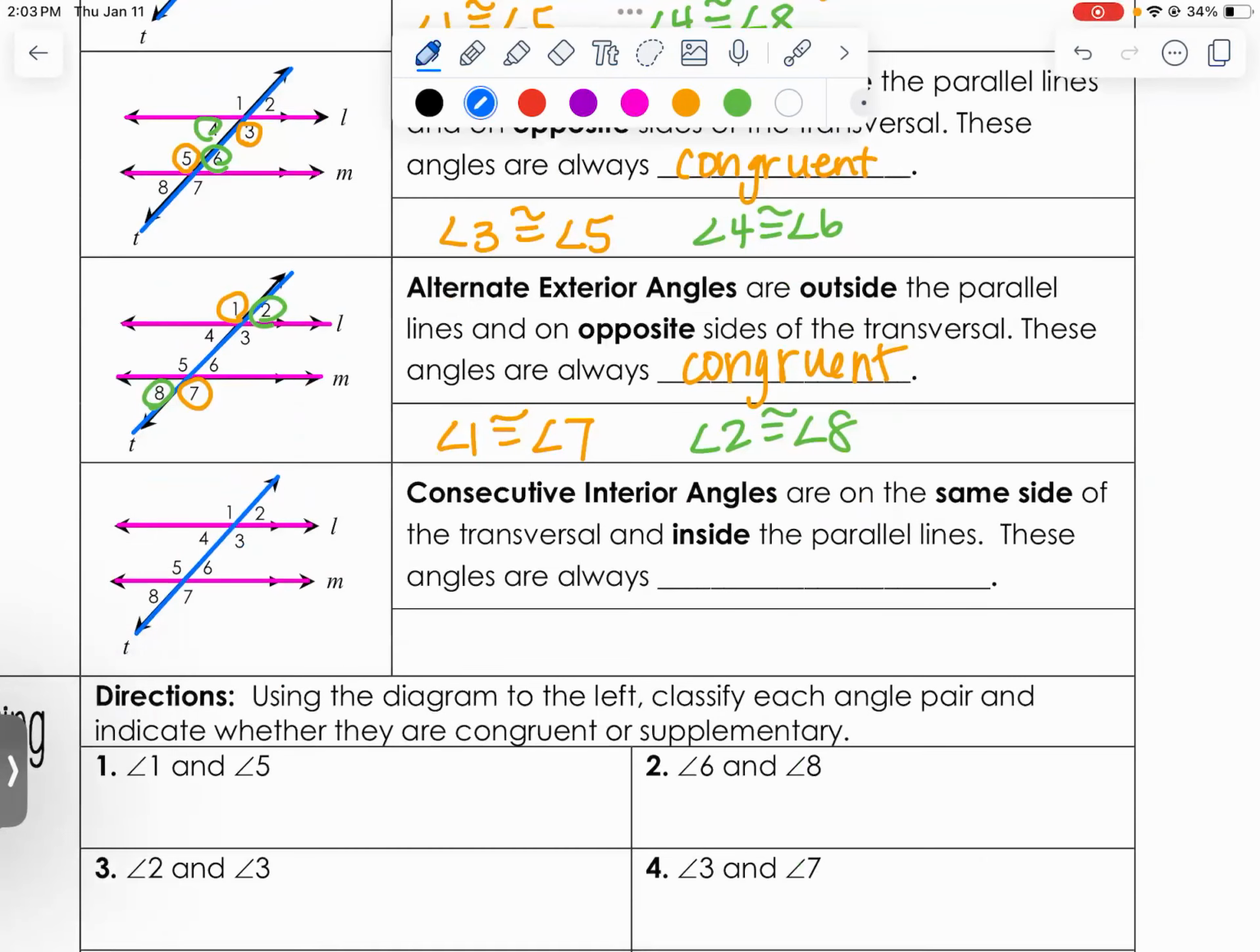Okay, our last one is called consecutive interior. Who can describe to me what consecutive means, just in general, the word? Repeating pattern of certain things. Repeating pattern? Repeating of just anything.